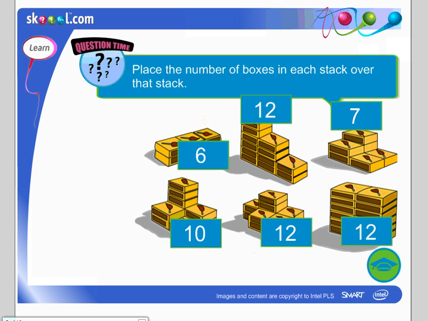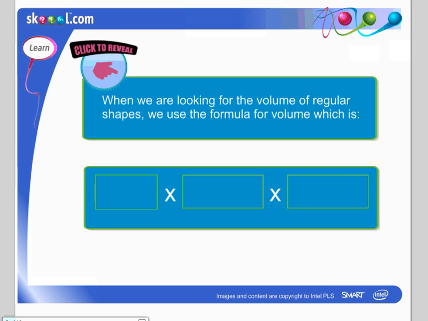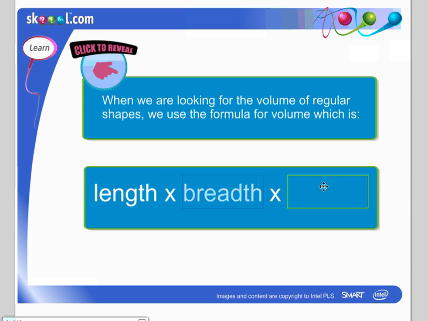All right, so as you can see, we have 3 stacks that look very different, but their volume is the same because we're measuring the amount of space each of these takes up. Here we have 10, 6, and 7. When you're looking for the volume of regular shapes, the formula is length times breadth times height. Now sometimes you'll see breadth also written as width.